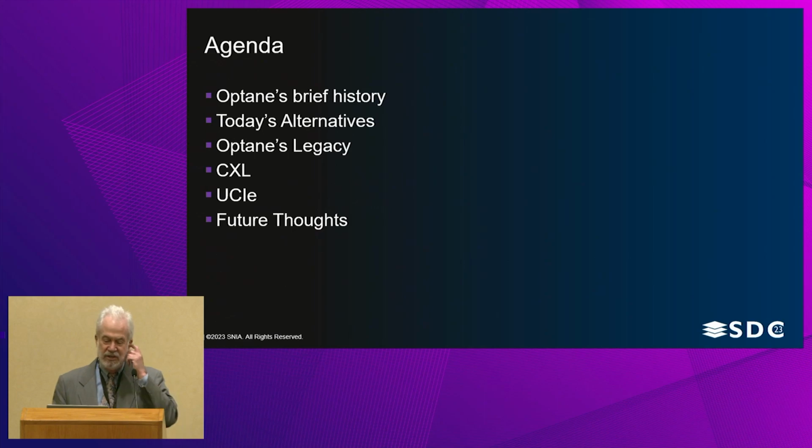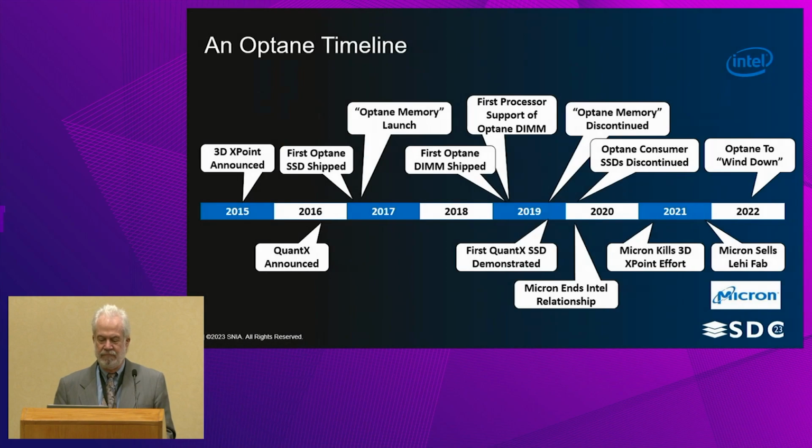So here's the agenda. I'll go over Optane's history, talk a little bit about today's alternatives to Optane. I'll talk extensively about the legacy that Optane left behind, and then flow from that into CXL, which is kind of a natural offshoot of this, and then from CXL to UCIe, the chiplet interface standard. And then I'll talk a little bit about the future.